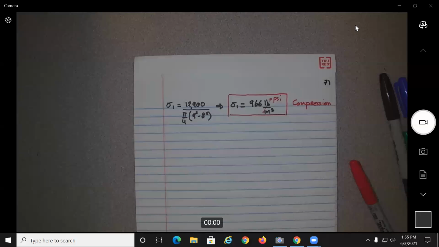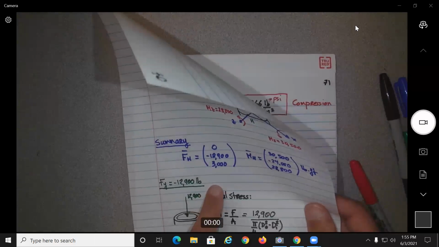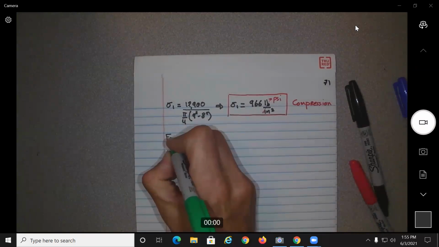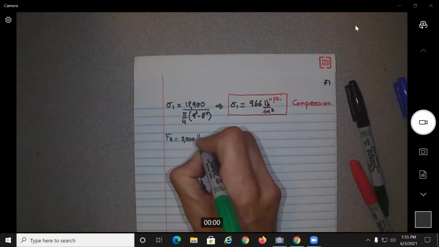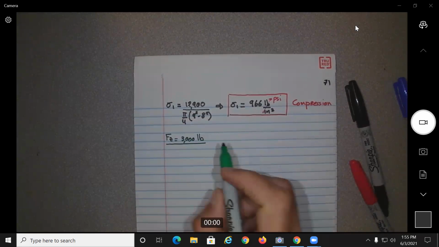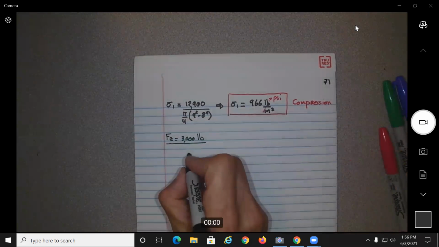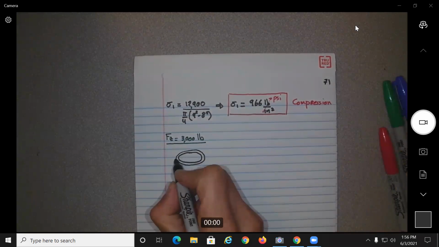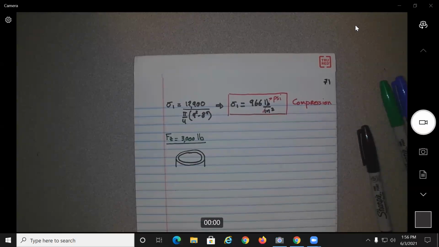Now we can do the force Fz. So for Fz equal to 3,000 pounds. So let me do another plot again. So we did the figure. The 3,000 was going to the left.